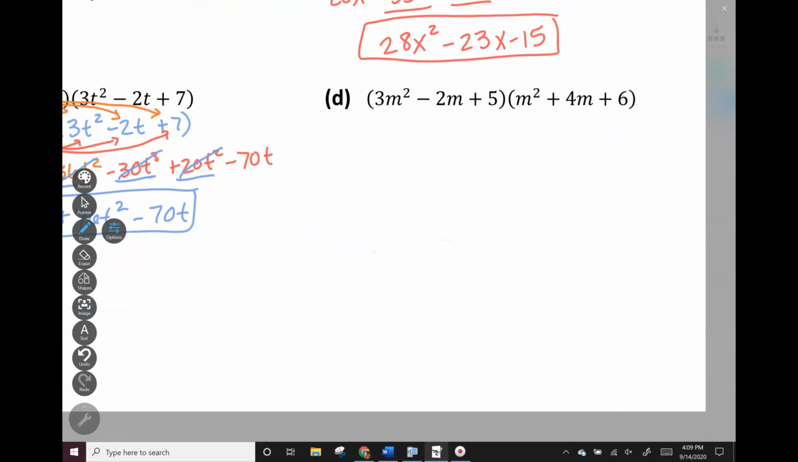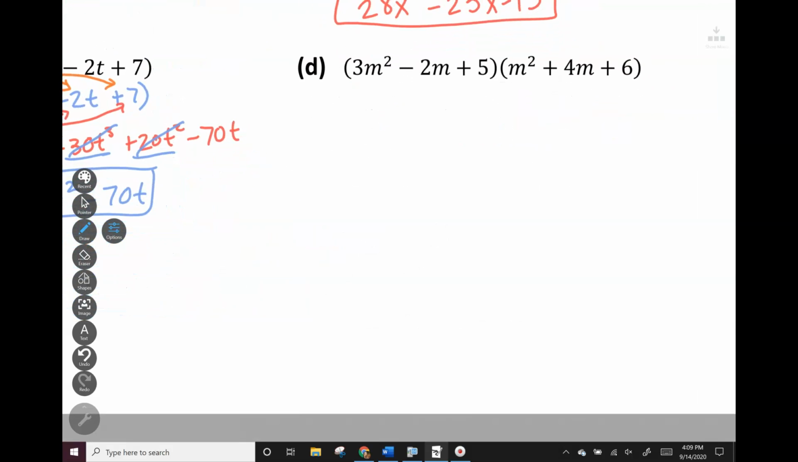All right, this will be our last problem today. We're going to be FOILing 2 trinomials. So distributing each of these 3 to each of these 3. So that's going to be 9 different multiplications. So start with a 3m squared. Distribute that. We've got 3m to the 4th.